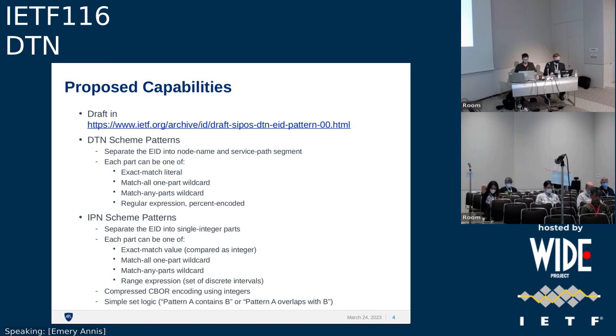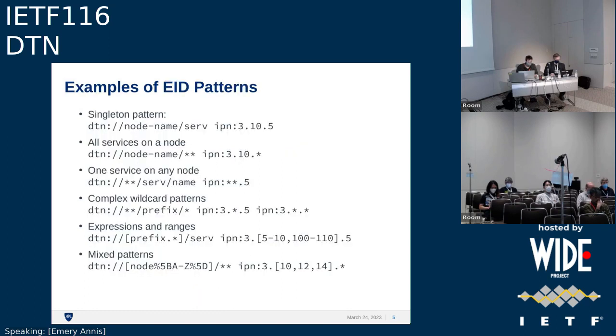patterns within each of those segments. For the IPN part, we're separating it into, you heard earlier, the three types, the authority numbers, the node number, and the service number, and then separating those into integer or single integer parts. So similar to DTN, now you can match on the exact value, match on a single wildcard, multi-wildcard, or a range of discrete values using those integers. One of the nice things here, this adds way to compress CBOR encoding for those integers, as well as allows kind of some more complex pattern matching. So move to the next slide and we'll get some examples here.